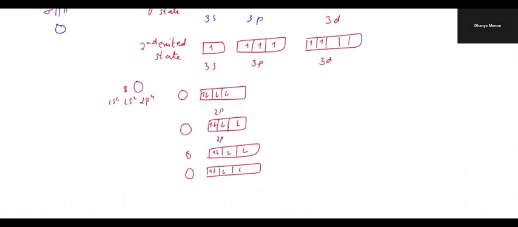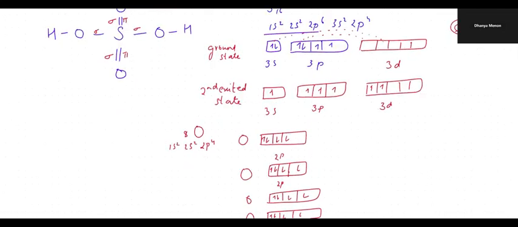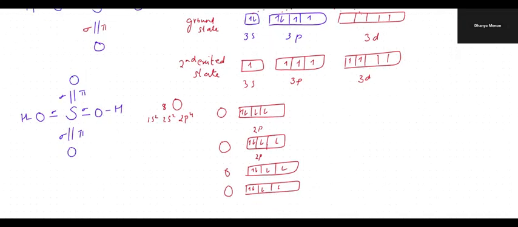Now I'll draw the structure of sulfur over here: sulfur, double bond, OH, OH. Sigma pi, sigma pi, sigma, sigma. Okay, so there are 2 sigma bonds here. I'm talking about the bonds between sulfur and oxygen.